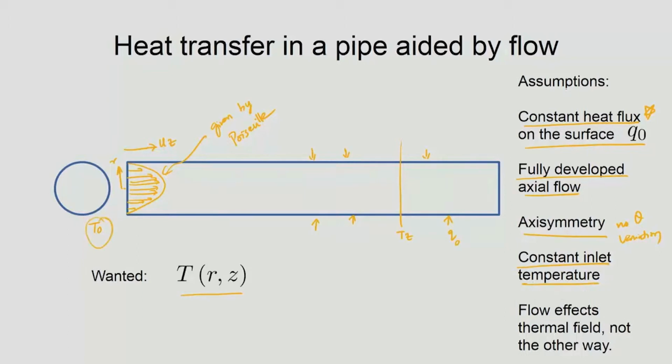So, T naught is constant, and we say that flow is affecting the thermal field and not the other way, which means that we decide the fluid flow and then directly use it in the temperature equation. How the temperature is changing will not change the flow by way of affecting the properties. So, we will not look at the cross coupling, we will look at only one way coupling. Okay. So, look at this problem and let us see how to go about it.